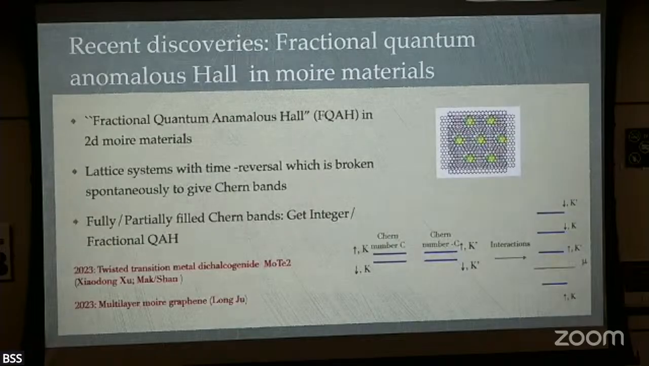Now, in the last 2 years, something very interesting has happened in this field. Several of you probably know this, but if not, let me tell you. There's a phenomenon called the fractional quantum anomalous Hall effect that's been discovered in these 2D Moiré materials. You'll hear a lot about Moiré materials next week, so I won't introduce them to you. Presumably, everybody knows that this is a field of research in condensed matter physics.